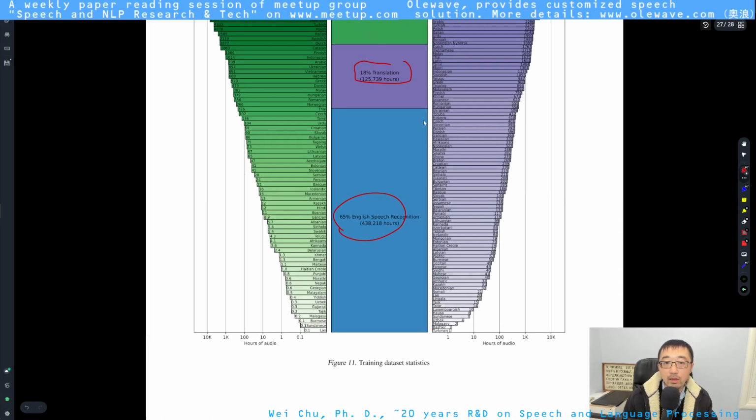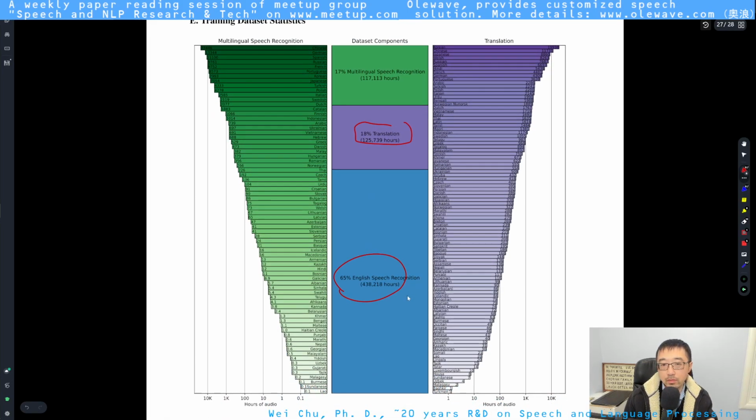And you can see that almost 2/3 of them is English speech recognition, and about 20% of them is for translation, going from non-English to English. And this is also about 20% of multilingual speech recognition. Okay.